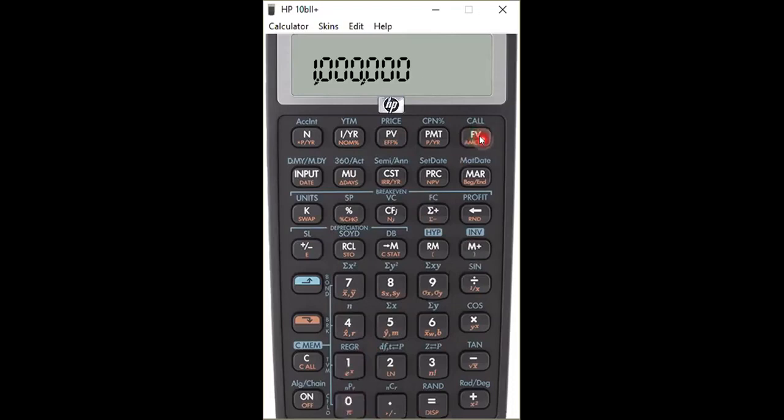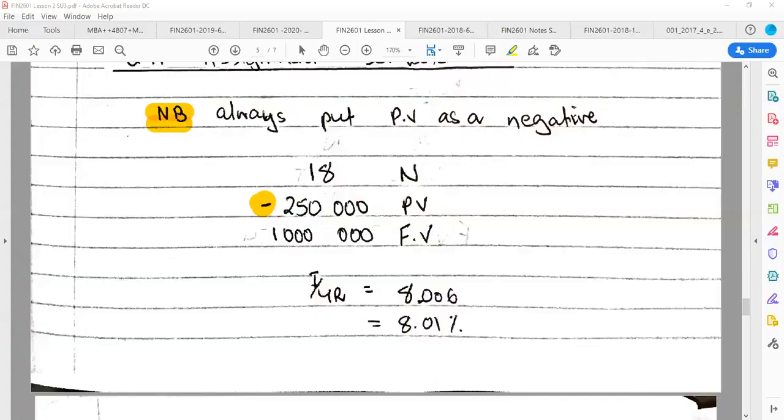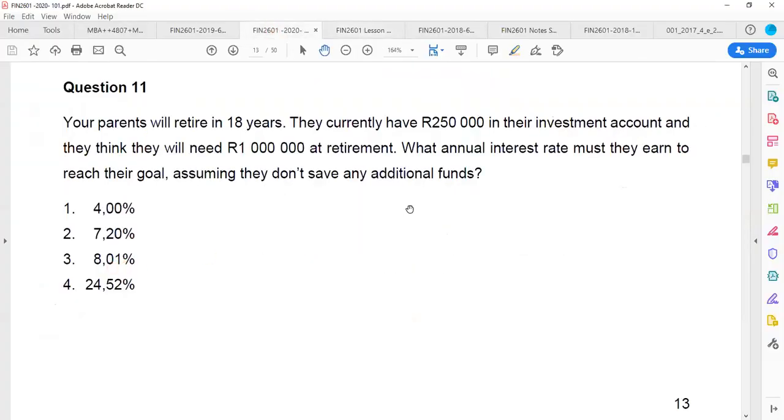is our future value. So we punch in each item, then we press the button corresponding to it. Then we want the interest, which is 8.01%. Okay, so that's how I got my answer of 8.01. So the correct answer there would be option three.